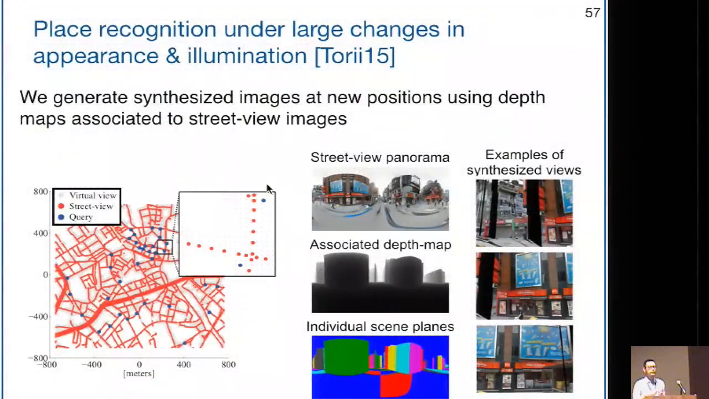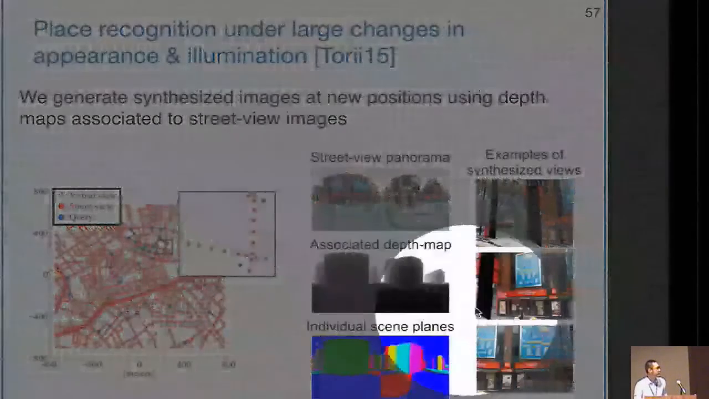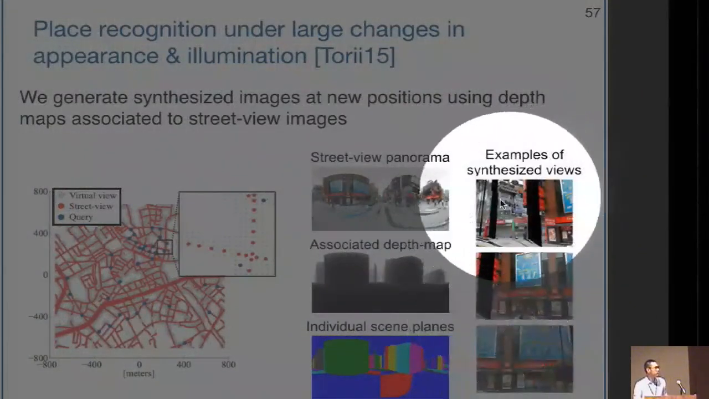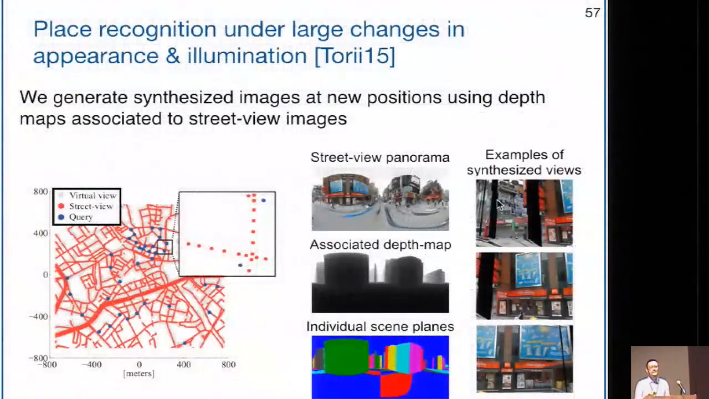To do that, we use the depth map associated with the panoramic images of the street view. Actually, you can get the depth map as well from the street view. Then we generate this kind of synthesized images. So we did quite naive synthesis. There are many holes and the quality is not that great. But this is already sufficient for the place recognition task.